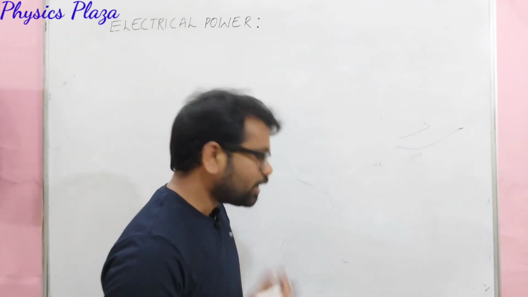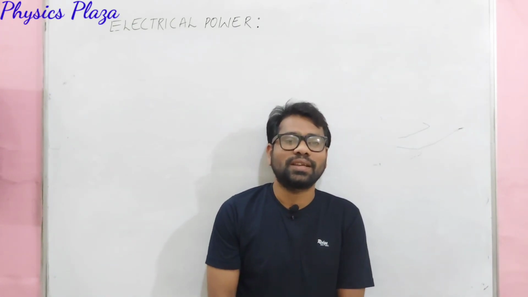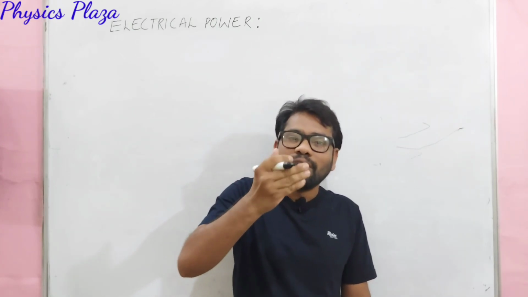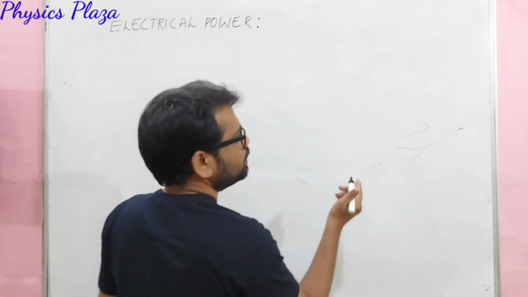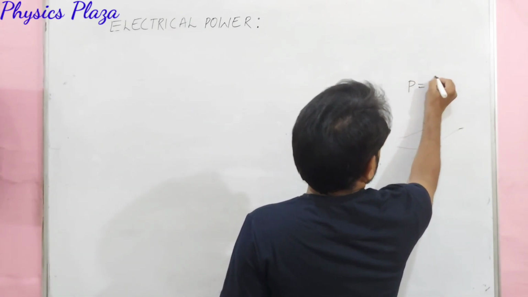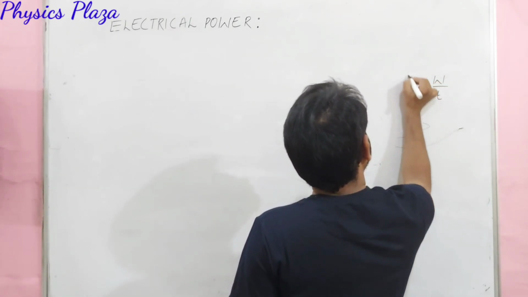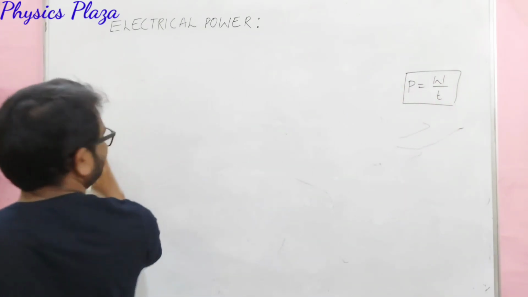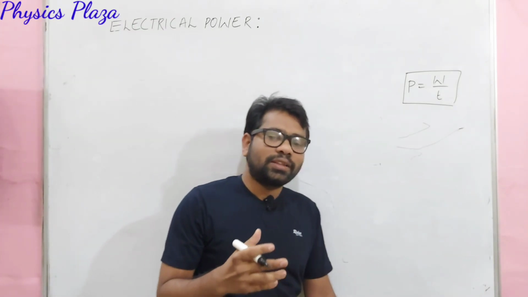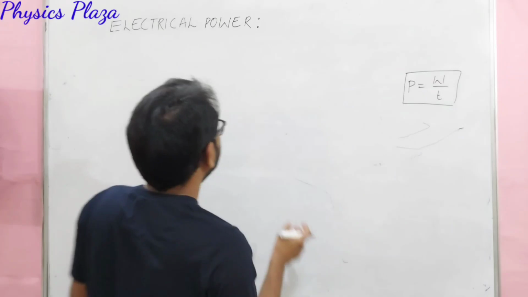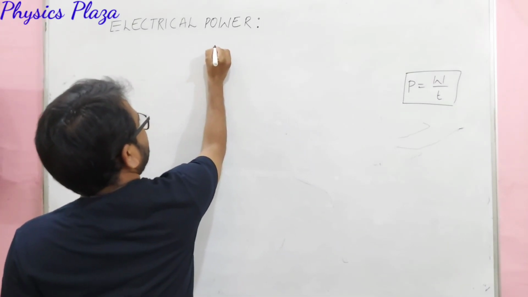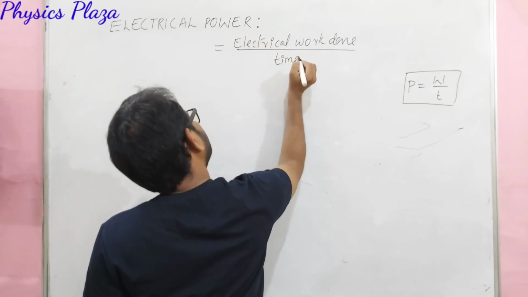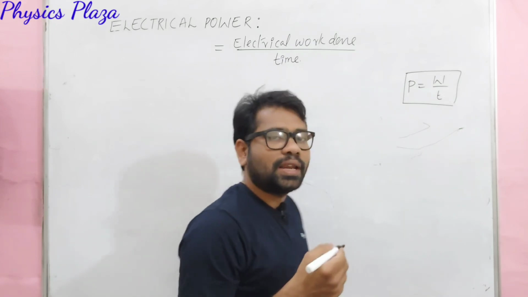Children, let us recall power's definition which we discussed in the work, power, energy chapter. What is power, dear children? The rate of doing work. Power is equal to work by time. That's it. So the same concept we are going to apply here. At what rate is the electrical work done? Simple. So here electrical power is equal to electrical work done by time, or else we can say like this also.